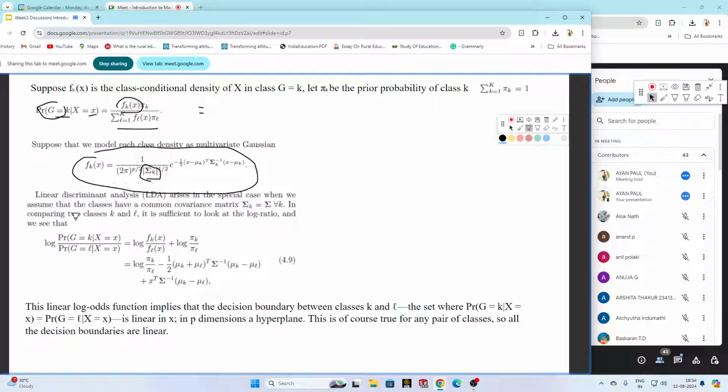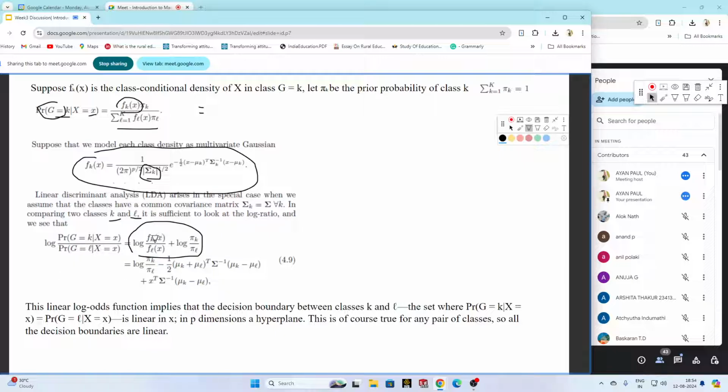If we compare two classes K and L, it is sufficient to look at the log ratio. So again we will find the logit function. Logit function is the probability of one class divided by the probability of another class, in the case of binary classification. Whenever we do this logit function, we reach this equation.